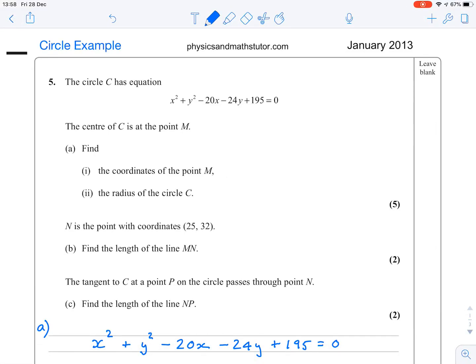This question provides an example working with the equation of a circle. The circle C has equation x squared plus y squared minus 20x minus 24y plus 195 equals 0. The centre of C is at the point M. Find the coordinates of the point M and the radius of the circle C.